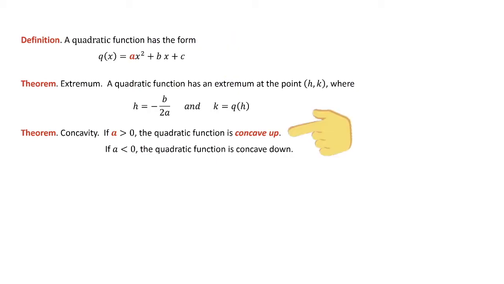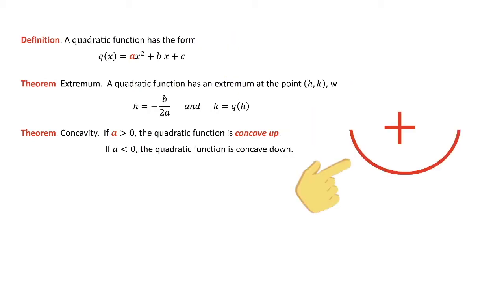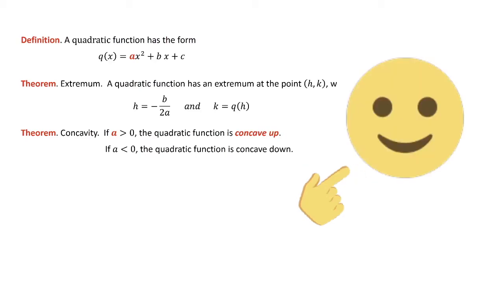We're concave up. Now, concave up has this shape to it. It's a plus. See how the plus is in the bowl? If we have the plus in the bowl, you're happy. Look at that. Bam, you're happy. I'm feeling it, right? That's an easy way to know it.